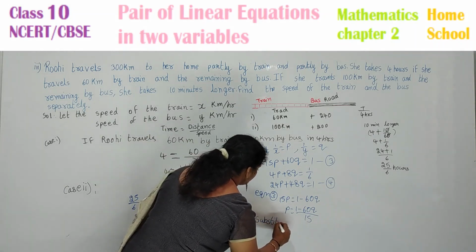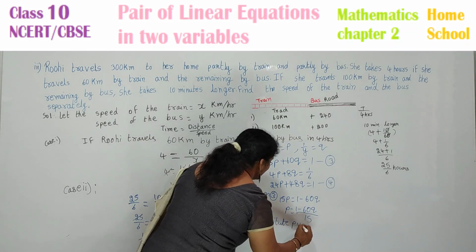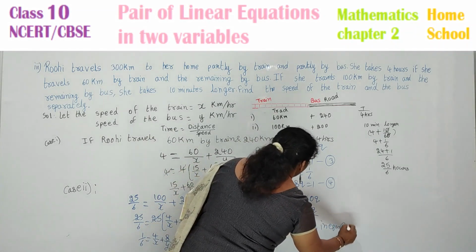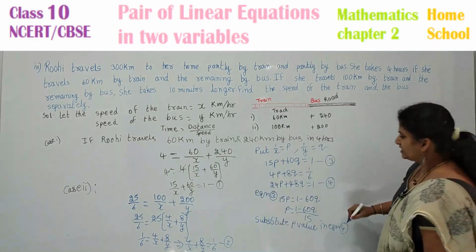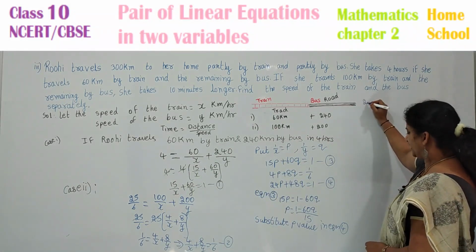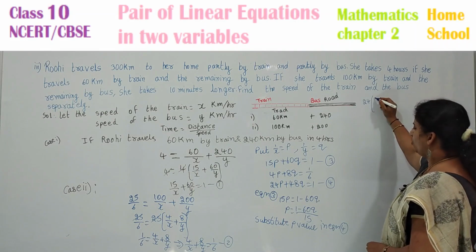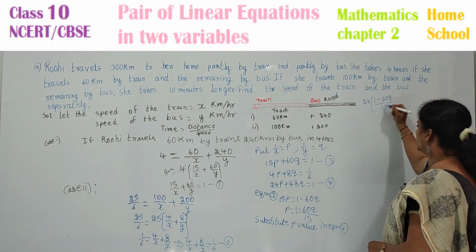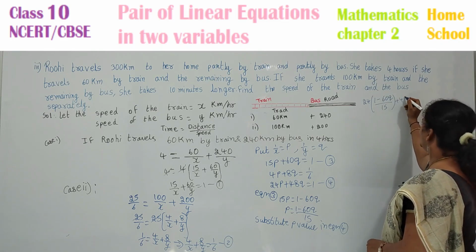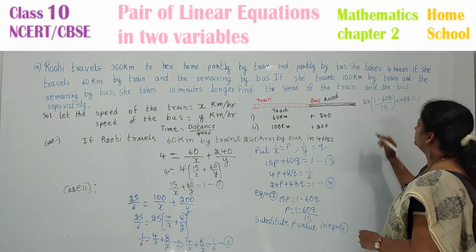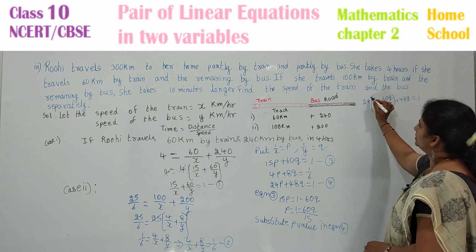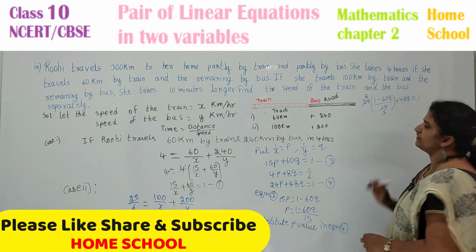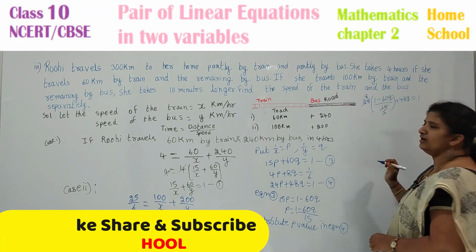Substitute p value in equation 4. Let us substitute here. Equation 4, that is 24 into 1 minus 60q by 15 plus 48q is equal to 1. Now, 3 8s are 24, 3 5s are 15. Let us simplify the problem.